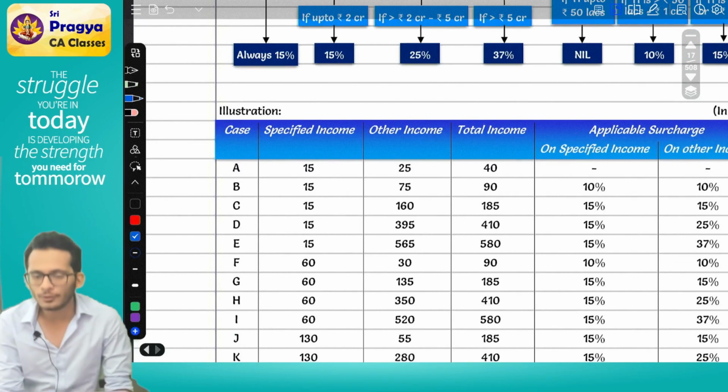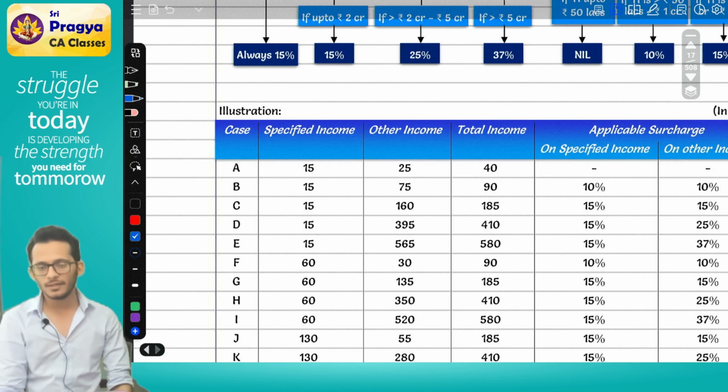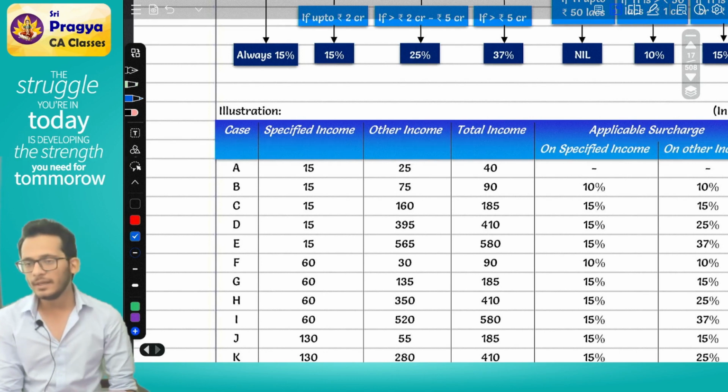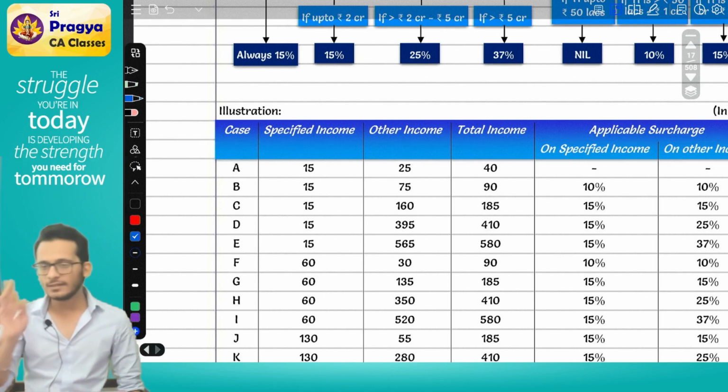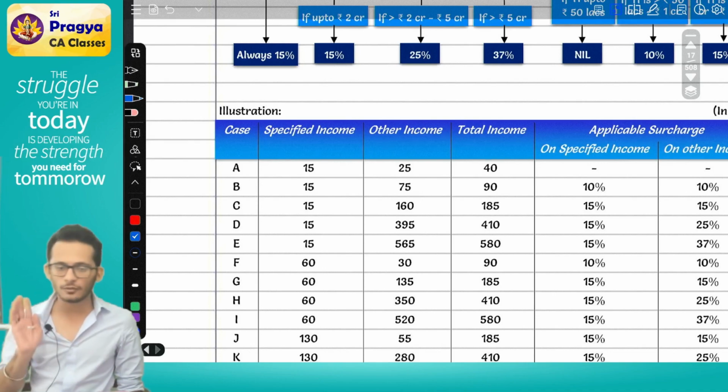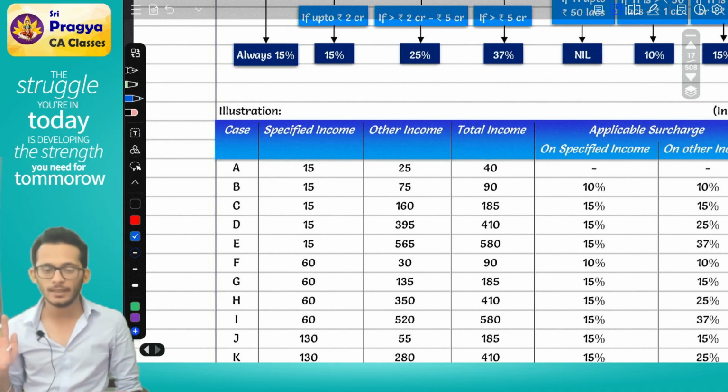Besides that, I want you to complete the whole chapter and come. Tomorrow we will be completing chapter number 2 and we will be doing sums on the tax rates part. So please complete the whole chapter and come for tomorrow.